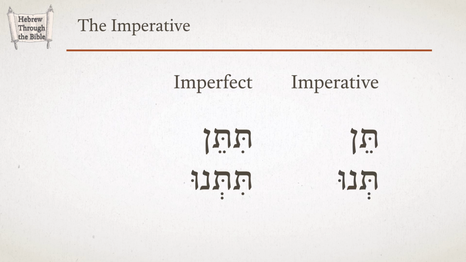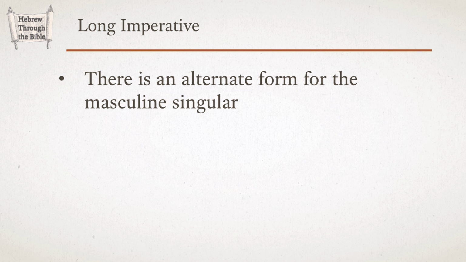Here's another example. The second person imperfect of natan is titain, you will give. The imperative to one man is tain, give. Again, the imperative is the same as the second person imperfect with the tav taken away. The masculine plural imperfect is titanu, you will give. The imperative is tanu.